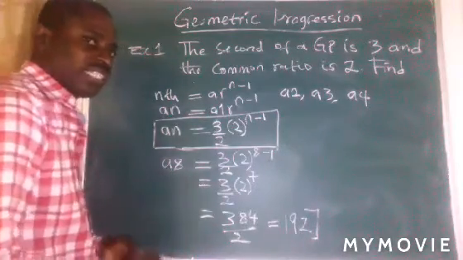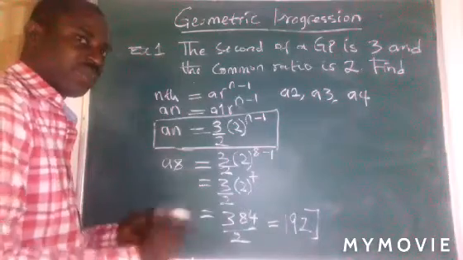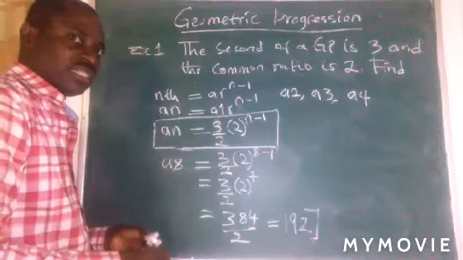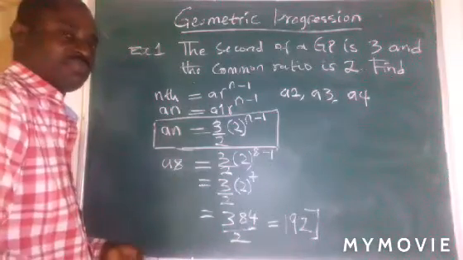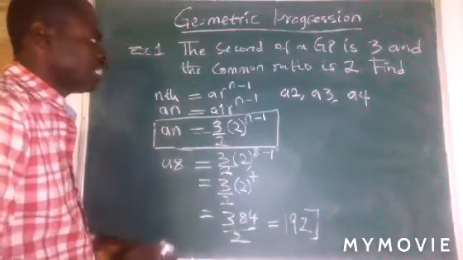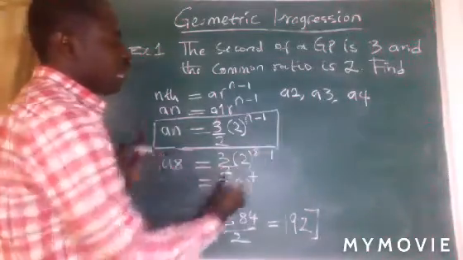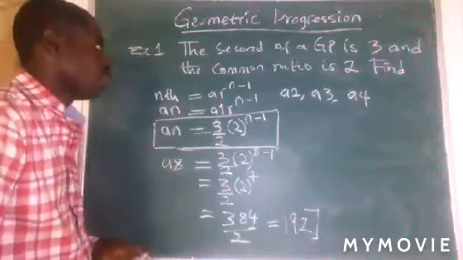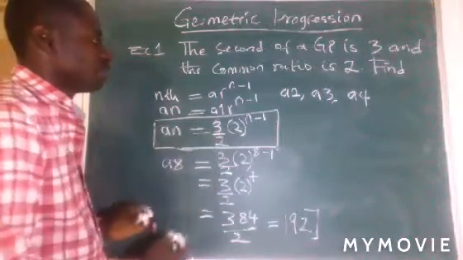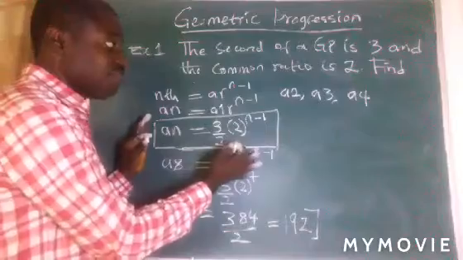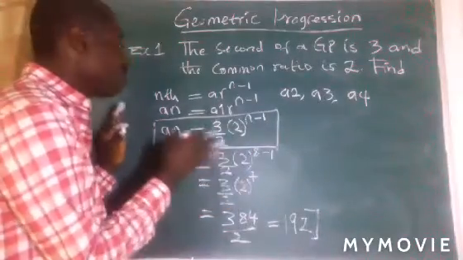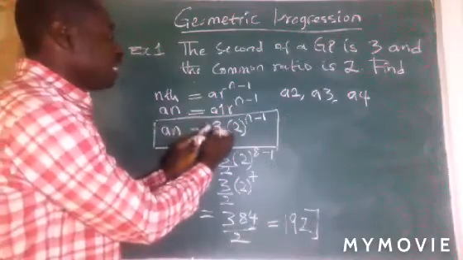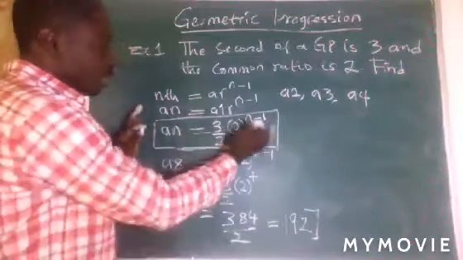We can look for the 6th term, the 7th term, the 12th term, the 100th term, whatever term you are looking for in this sequence. Using this nth term formula, we'll be able to find it. That is the importance of the nth term formula. This formula is basically for this example. So for every other nth term formula, you need to find the first term and the common ratio to get the formula.